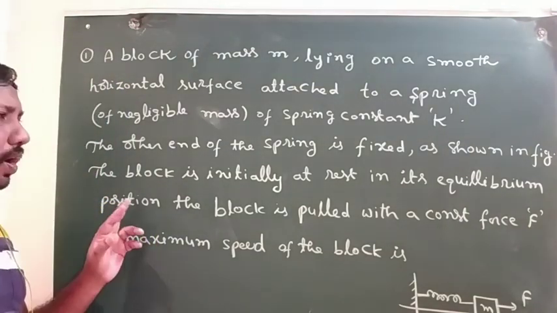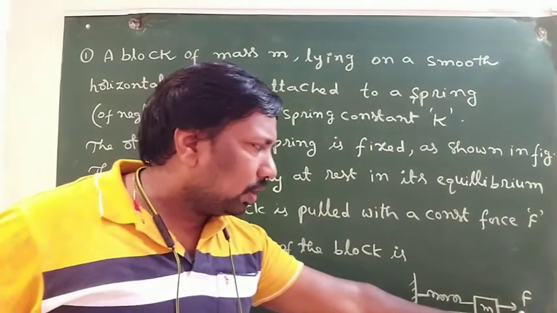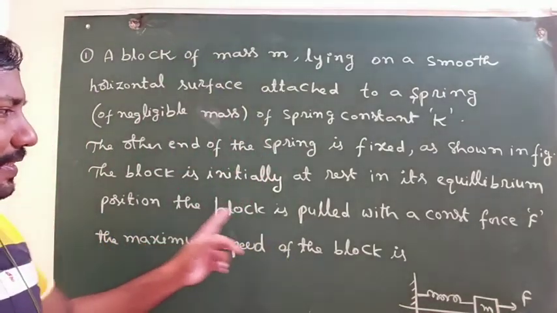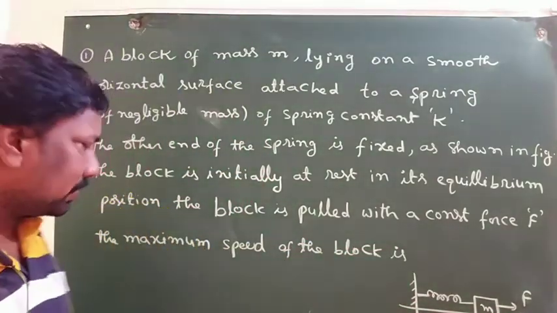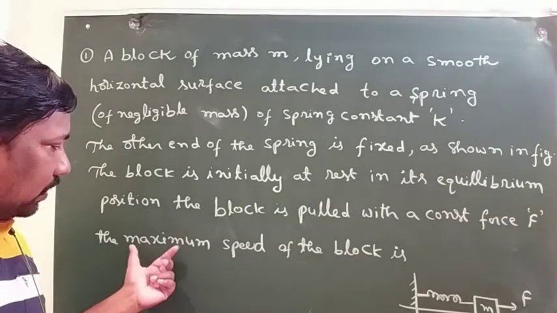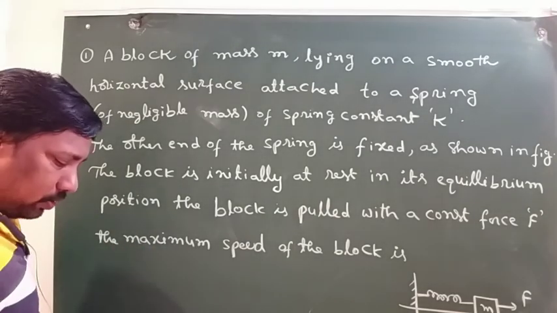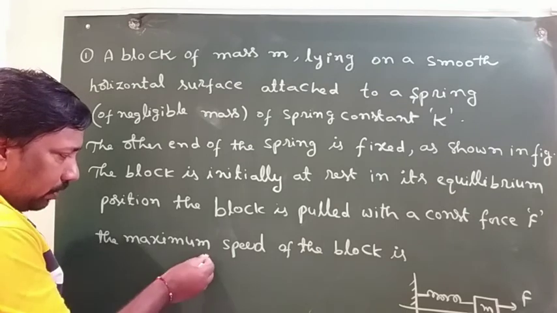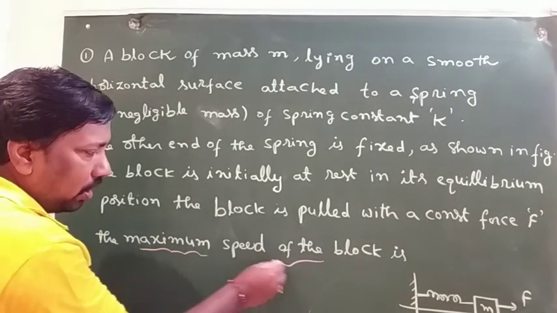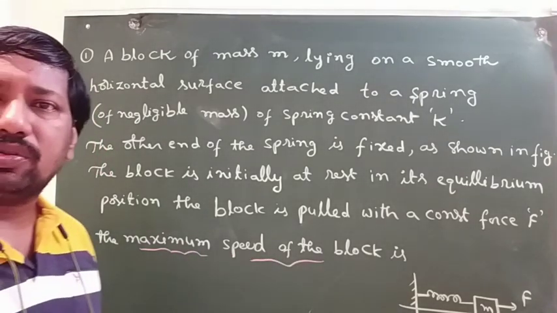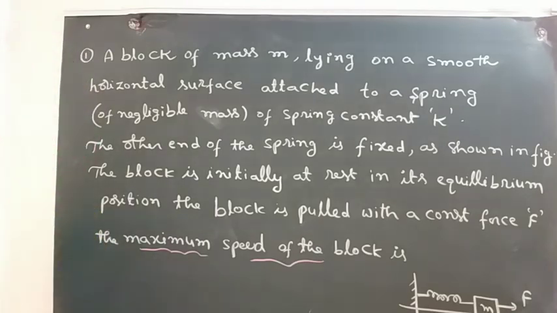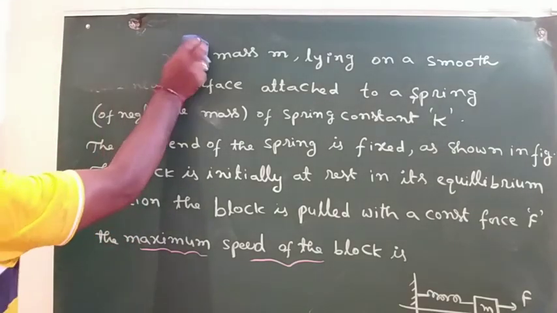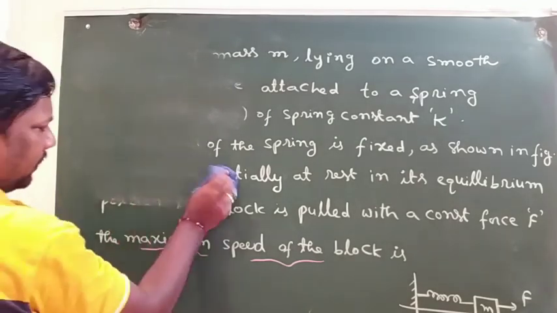Now a constant force F acts on the block, it is pulled with a constant force F. Then you can find out the maximum speed of the block. Okay, so now we can solve this problem. Once again, I draw the diagram.